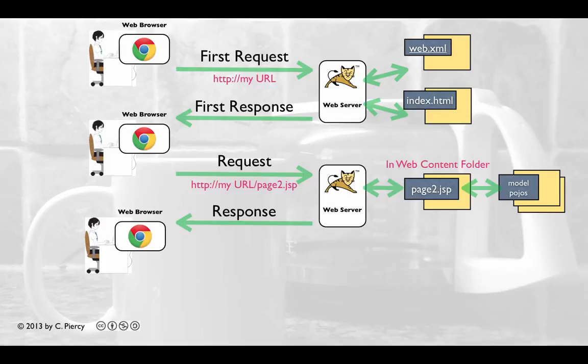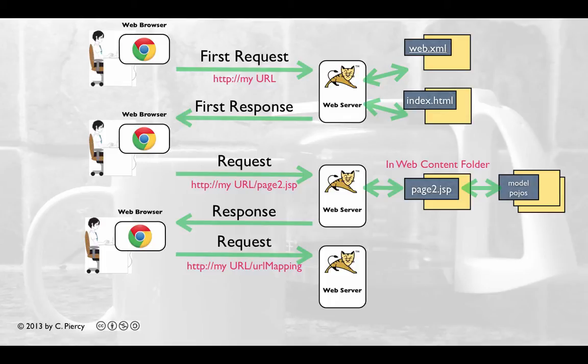Again, you might see something interesting and you'll want to click on a hyperlink or submit a form. This time, however, the request will go to something different. This time, it will go to something that is a URL mapping. This is a pointer that starts at the root and points to something else that's part of my application. The web server will receive this, it will interpret the URL mapping, it will find what is requested.